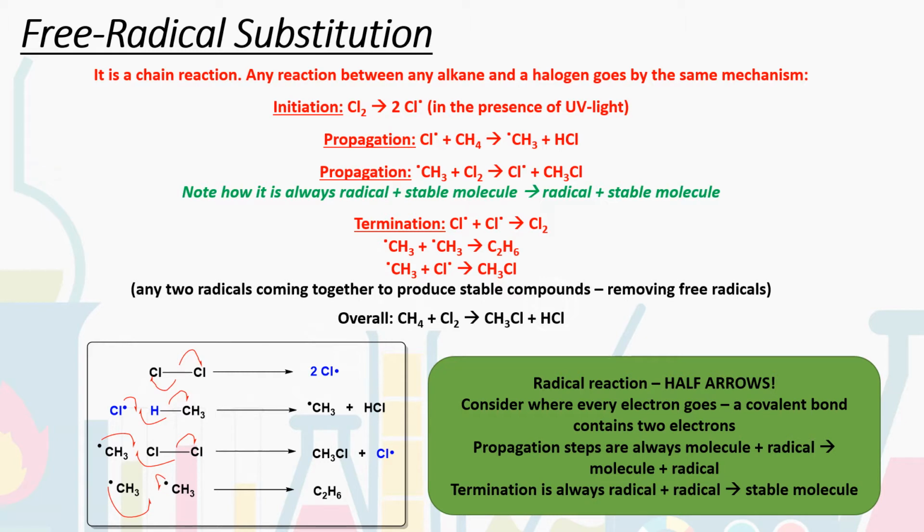To find our overall reaction, we just have to add our propagation steps together. We write all the reactants on the reactant side, all the products on the product side, and cancel out anything that appears on both sides. Our Cl radicals and our CH3 radicals appear on both sides, and so our overall reaction for this is CH4 plus Cl2 goes to CH3Cl plus HCl. So the key thing is that if we have a halogen and an alkane, we can produce a haloalkane if we're in the presence of UV light. The key thing is that the UV light has to be there.